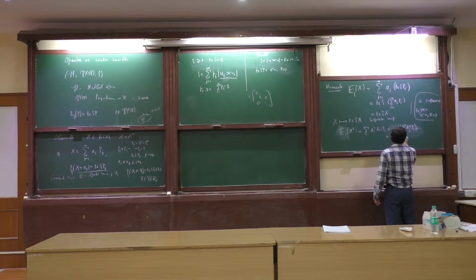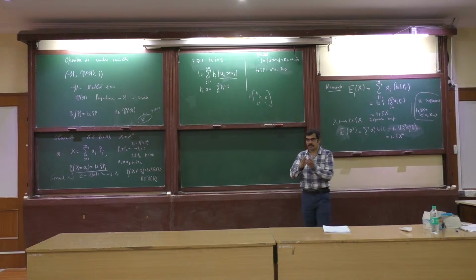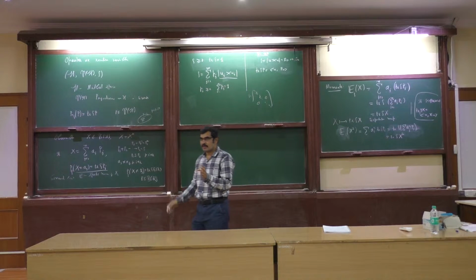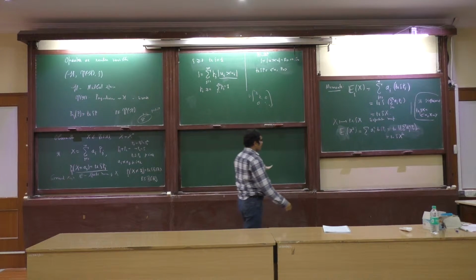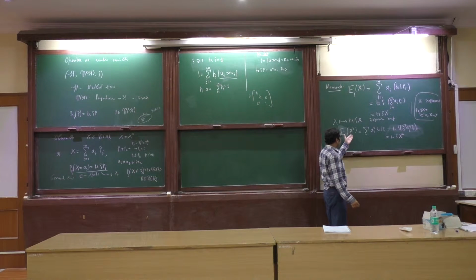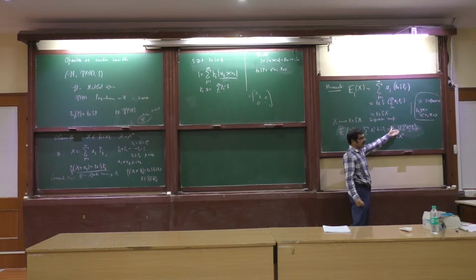It is trace rho x square. X square has this decomposition, summation aj square pj, because these pj's are mutually orthogonal. Okay, so either x square itself is an observable, and the expectation of that is trace rho x square. So you may also compute it like this.